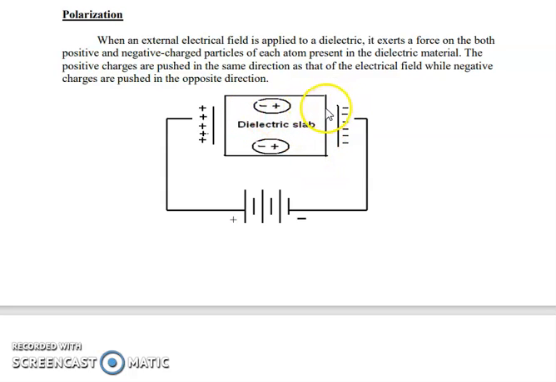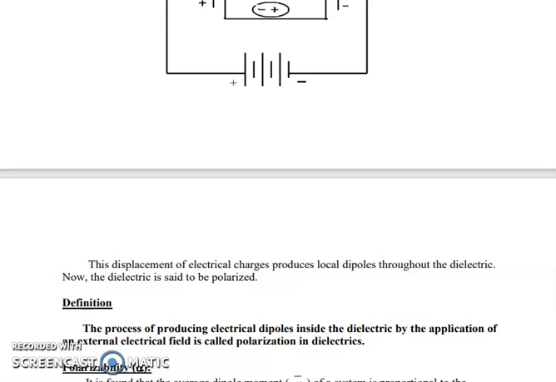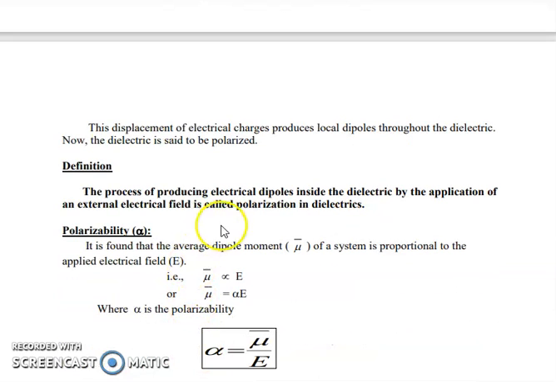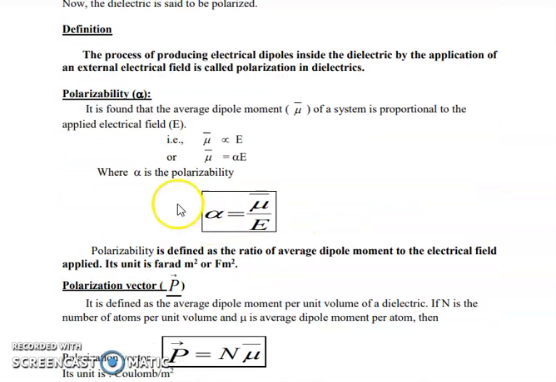So we say that there is going to be creation of dipoles when an electric field is applied. This process of creating electrical dipoles inside a dielectric by the application of an external electric field is what is called polarization in dielectrics. We will see the next definition, polarizability, and the symbol for it is alpha.